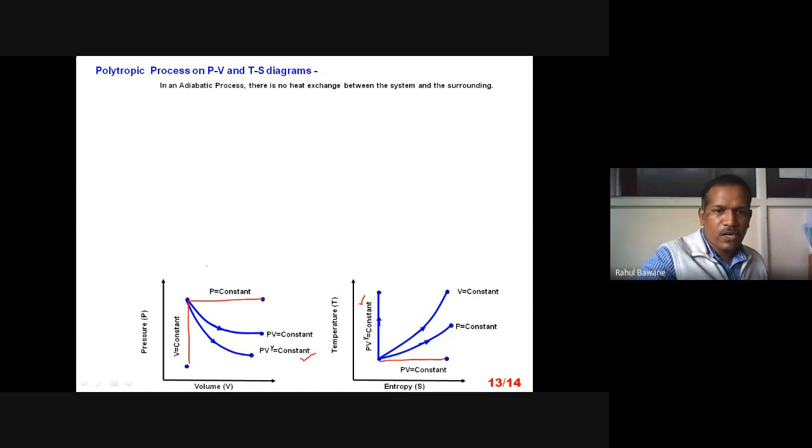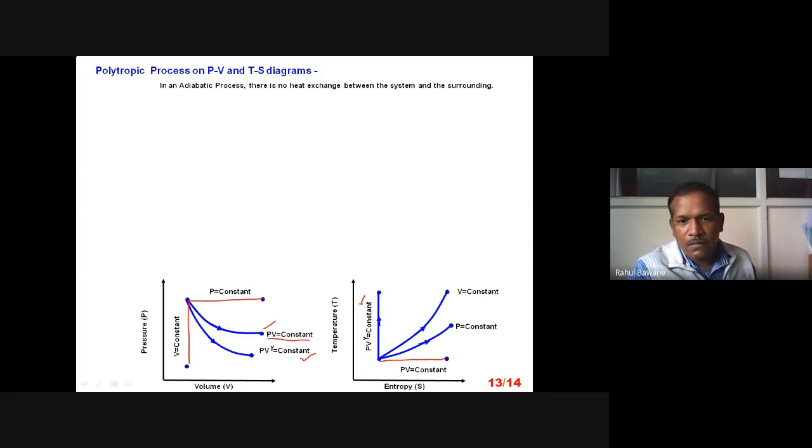So remember, on a PV diagram, constant pressure is a horizontal line and constant volume is a vertical line. Then constant temperature is PV equals constant, and after that there is another curve below this, which is adiabatic. On a TS diagram, the adiabatic process, having constant entropy, is a vertical line. The constant temperature isothermal process is a horizontal line. After the horizontal line comes the constant pressure curve, then the constant volume curve.